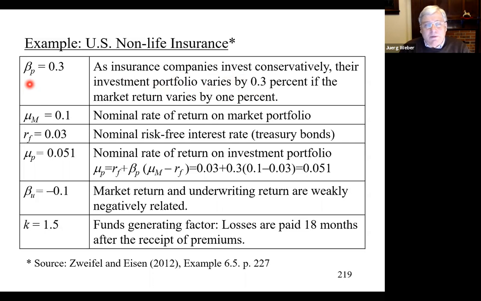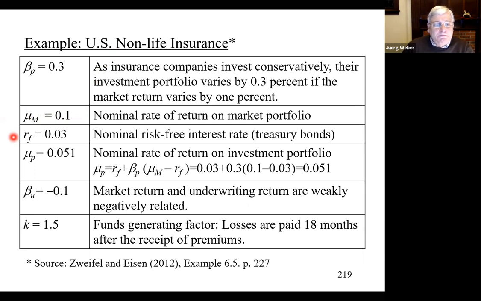You see, insurance companies should not speculate. So their returns on their investment portfolios are quite stable. Now, the normal rate of return of the market portfolio, let's assume it's 10%. Now, the data are a bit older. Today, naturally, mu M is not 10%. It will be less. Interest rates are less nowadays. The risk-free interest rate is assumed to be 3%.